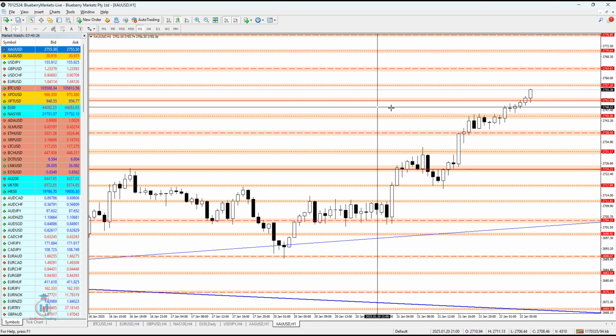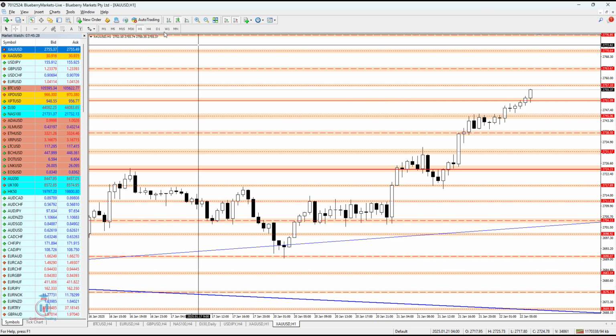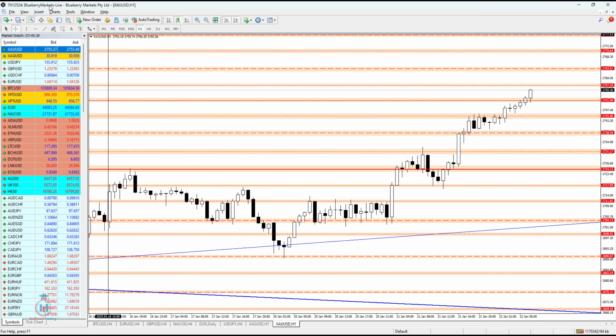First of all, if you have not reached this step of trading, that means you have not downloaded the MetaTrader 4 platform, which I'm currently using. You can see that I'm also using the Blueberry Markets broker.